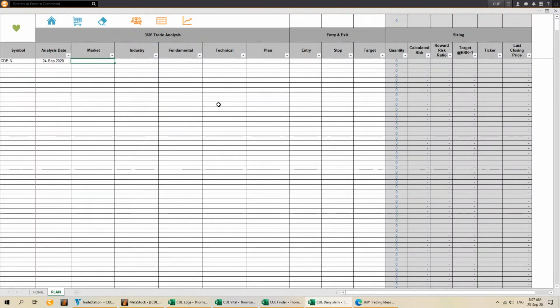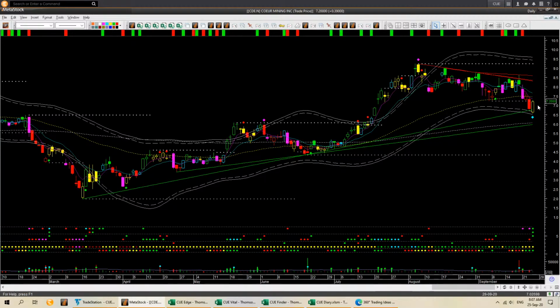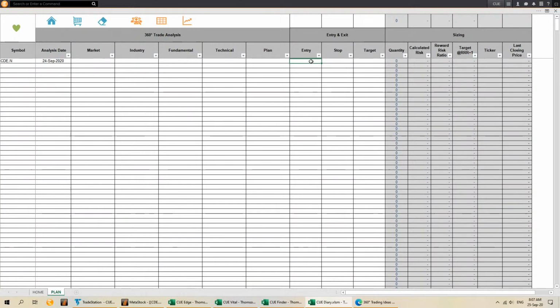Then I have certain fields where I want to mention the situation, the scenario, the market, industry, fundamental, technical, etc., against which I am planning the trade. I'll come back to those fields. First, let me come to the entry price. Entry price we decided to be 7.3. So I am putting the entry price at 7.3. That is my planned entry price.